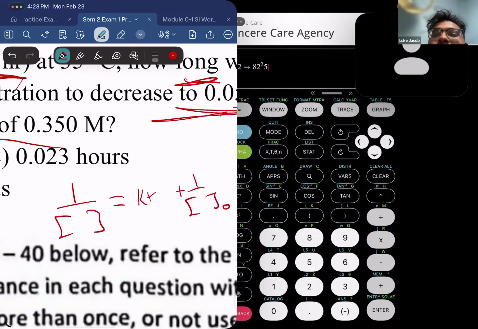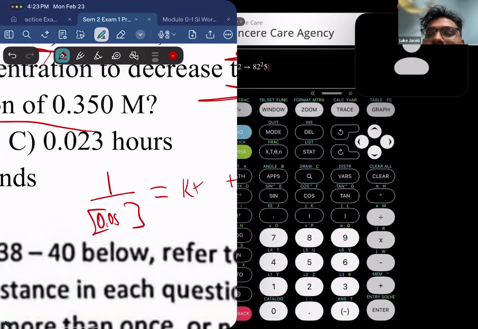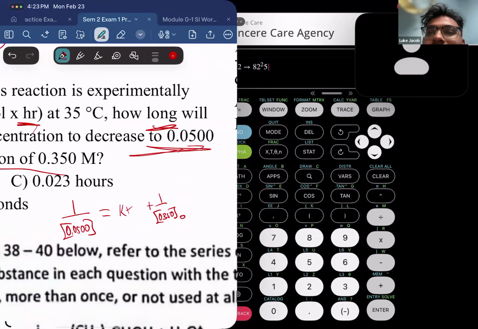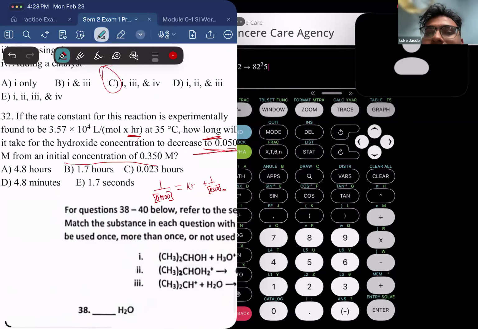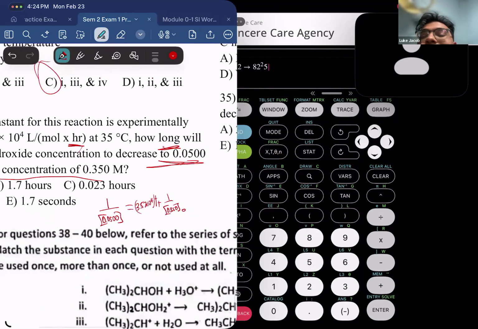Sounds good. So we see that we have a final, so this is going to be the final amount, and this is the initial amount. And we have a k value of 3.57 times 10 to the 4. And then we're trying to figure out t in this case, which can be a little confusing with a plus. So what we need to do is just isolate t.